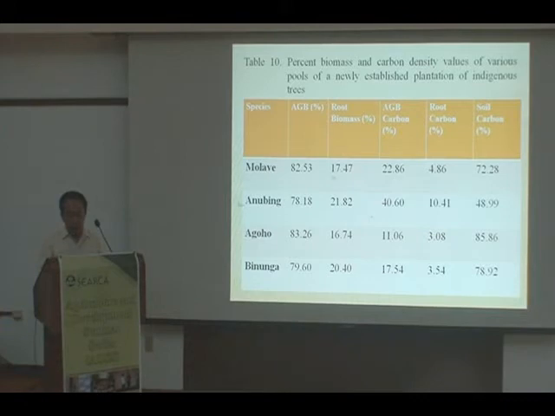Okay, for the present biomass or carbon density, I found out that Anubing has the highest carbon content, which is 40.60, then followed by Molabe, then Pinonga. For the root carbon, the same here, Anubing has the highest, then followed by Molabe, then Pinonga and Agoho. For the soil organic carbon, I think this is based from the soil that I have, and it came out that Agoho was the highest one with 85.56, then the lowest one is Anubing.